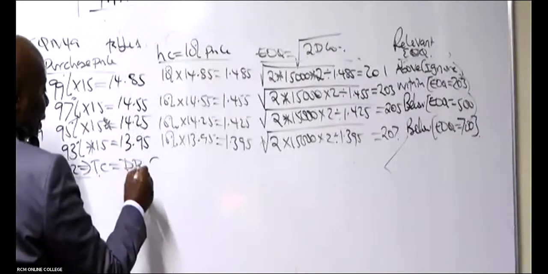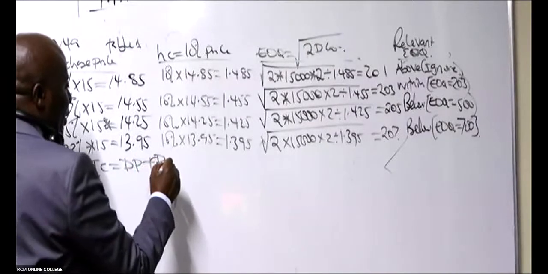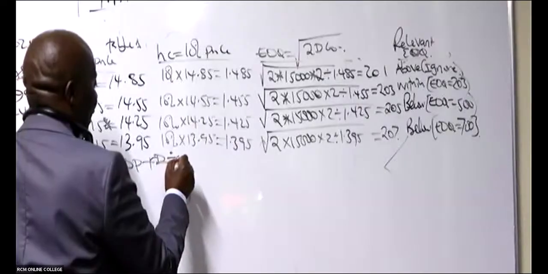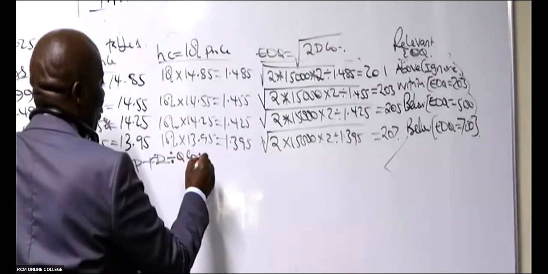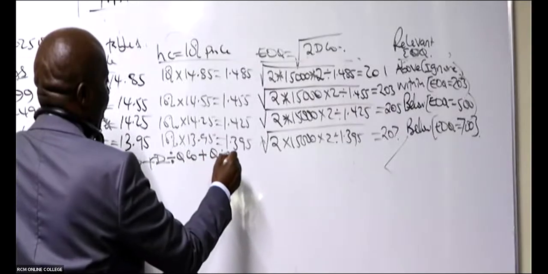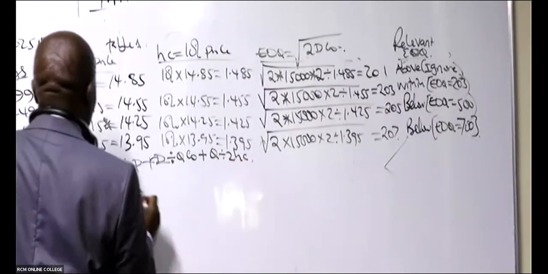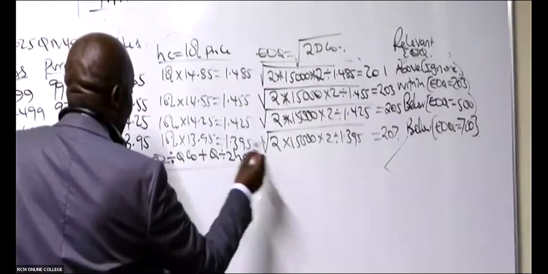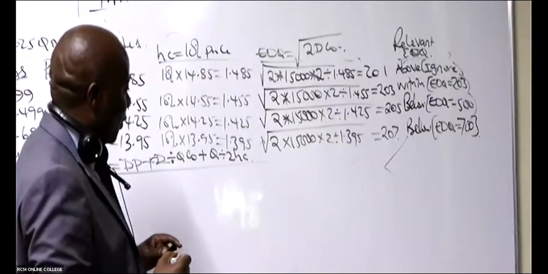And our total cost is DP plus D over Q, D divided by Q, CO, yeah, plus Q divided by 2 H. I'm just writing like that for purpose of saving space.